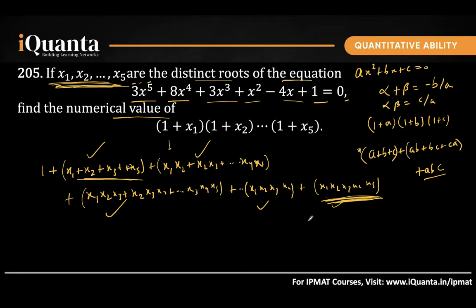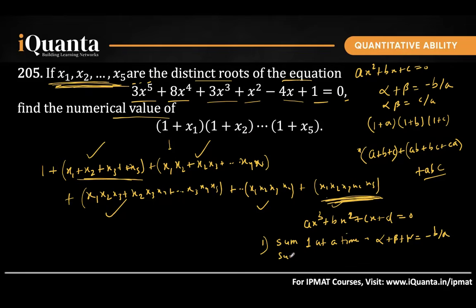Now, suppose I do it for a cubic equation like this, ax cube plus bx square plus cx plus d equal to 0. Then if I write down the sum of roots taken one at a time, that means there are three roots, since this is a cubic equation. So it will be alpha plus beta plus gamma, and that will always be equal to minus b upon a. Remember this, it is very important.